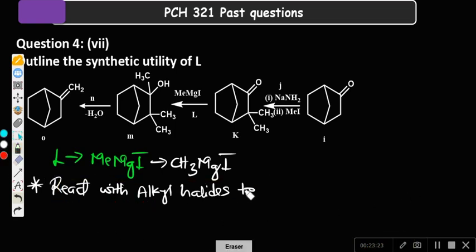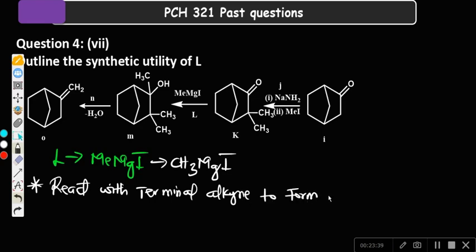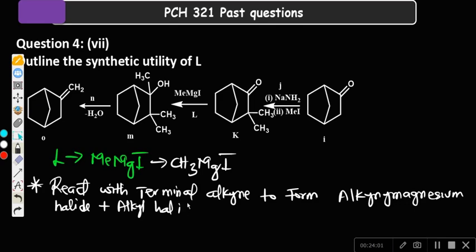They react with terminal alkyne to form the alkynyl magnesium halide, which when reacted with alkyl halide gives higher alkynes. Now, how is this even possible?